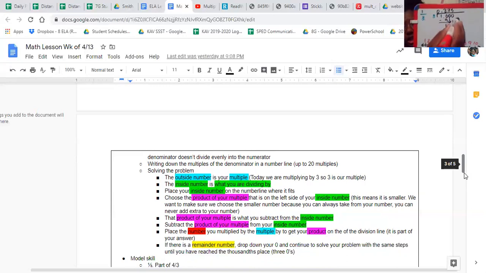So my answer to the nearest thousandths place is going to be 0.333. I want you to remember, this is how you solve it. You can keep looking at this video as you solve your problems.